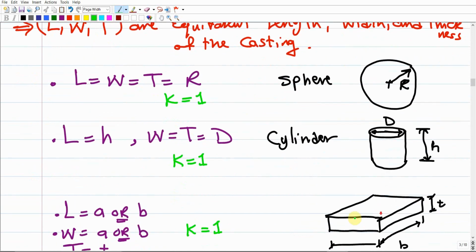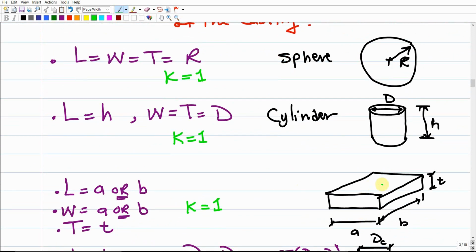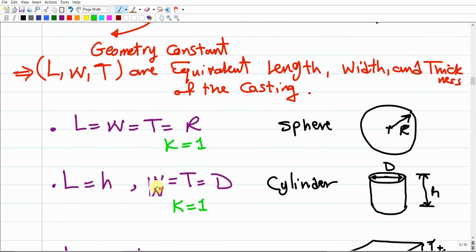Why? Because in this case, there is no core. And even if there is a core here, this K will take a different value than 1. But again, generally, in case that K is not given to you, you're going to consider it 1. If it is given with a value, stick to it and use it as it is given.